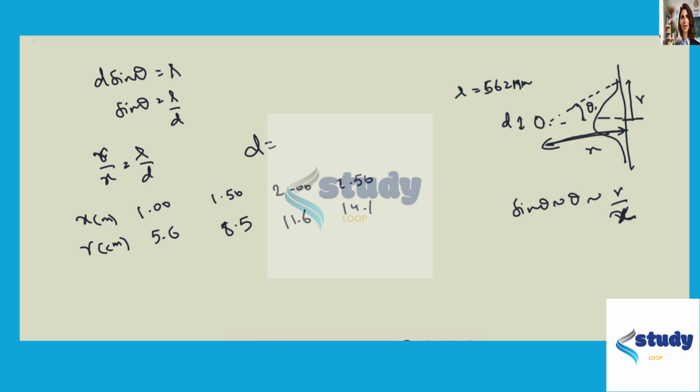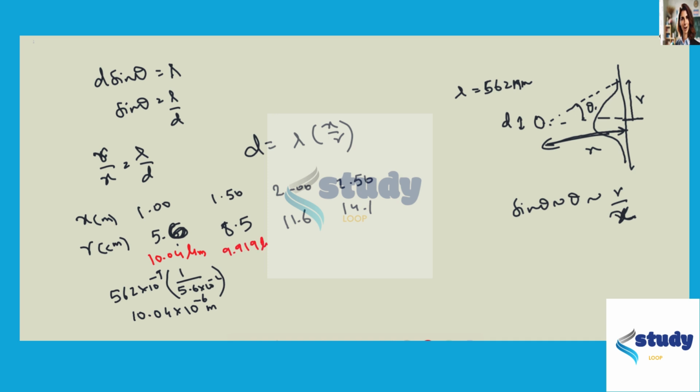So to find d, we simply use d is equal to lambda times x by r. Let's do it for the first case. Lambda is 562 times 10 power minus 9 times x by r, which is 1 by 5.6 into 10 power minus 2, which turns out to be 10.04 into 10 power minus 6 meters, which is 10.04 micrometers.